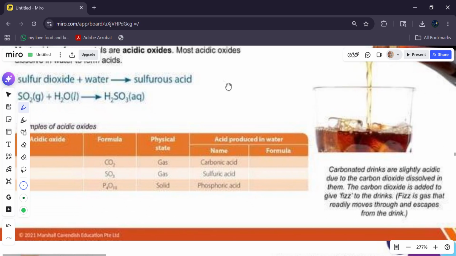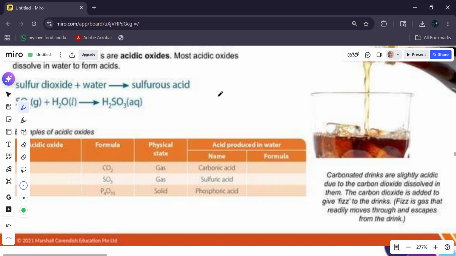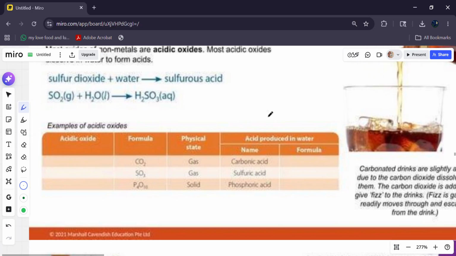Now, as you can see, carbonated drinks are slightly acidic due to the carbon dioxide dissolved in them. The carbon dioxide is added to give the fizz to the drinks. Fizz is the gas that readily moves through and escapes from the drink. Now, there are many non-metal oxides that tend to be acidic oxides that can react with water to form acids.